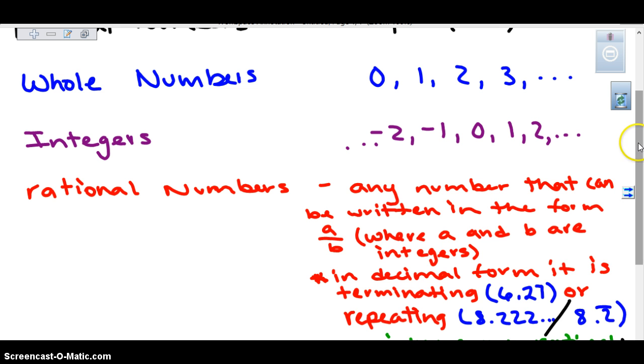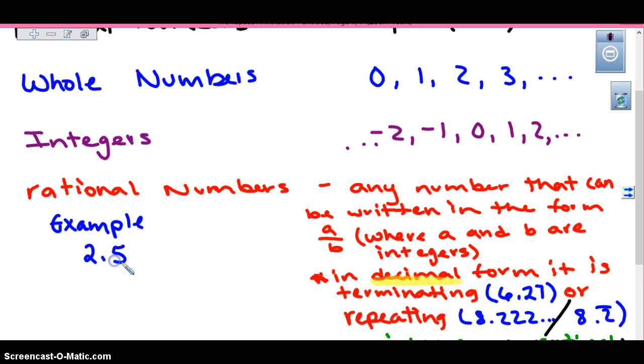When a rational number is written in the form of a decimal, it is terminating, which means that the decimal ends. So if it's a terminating decimal, for example, 2.5, does that decimal end right there? 6.27, terminating, it ends. Or it's repeating.